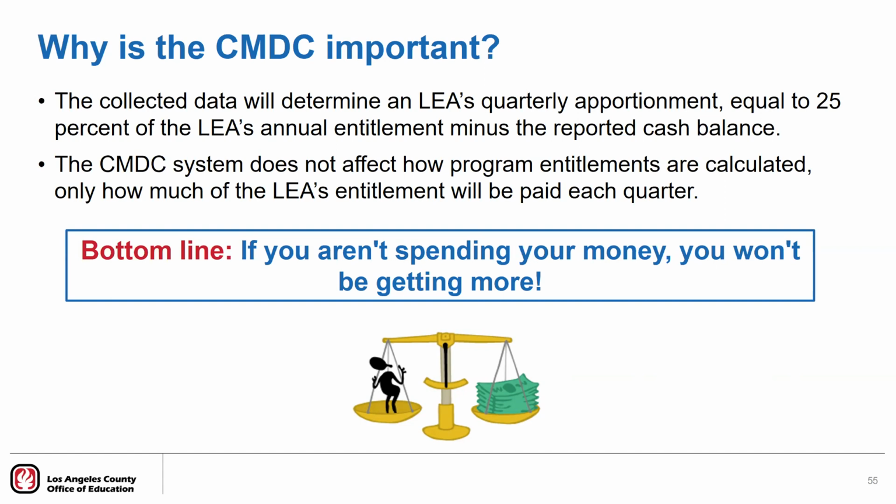Data submitted in the CMDC system does not affect how program entitlements are calculated, only how much of the LEA's entitlement will be paid each quarter. So basically, LEAs will not receive apportionments if they are not spending at least 25% of the funds each quarter. And the CDE sends out apportionments approximately 1 month after the closing day of the preceding reporting window.